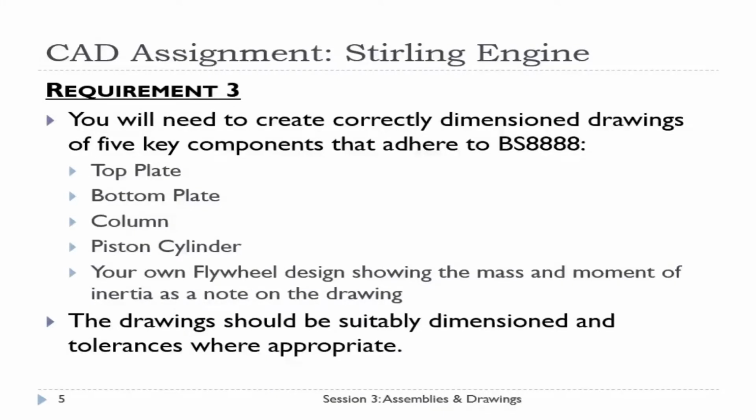And finally, the third requirement is to create a number of part drawings. So you need to create drawings following the BS 8888 standard. So the drawings that you need to complete according to the standard are top plate drawing, bottom plate, column, and piston cylinder. So these are already given as examples. So you should make your own drawings, not replicate the ones that are already provided. And finally, you should create a drawing for your own flywheel design, showing also the mass and moment of inertia values on the drawing. You must ensure that your drawings are suitably dimensioned and toleranced.